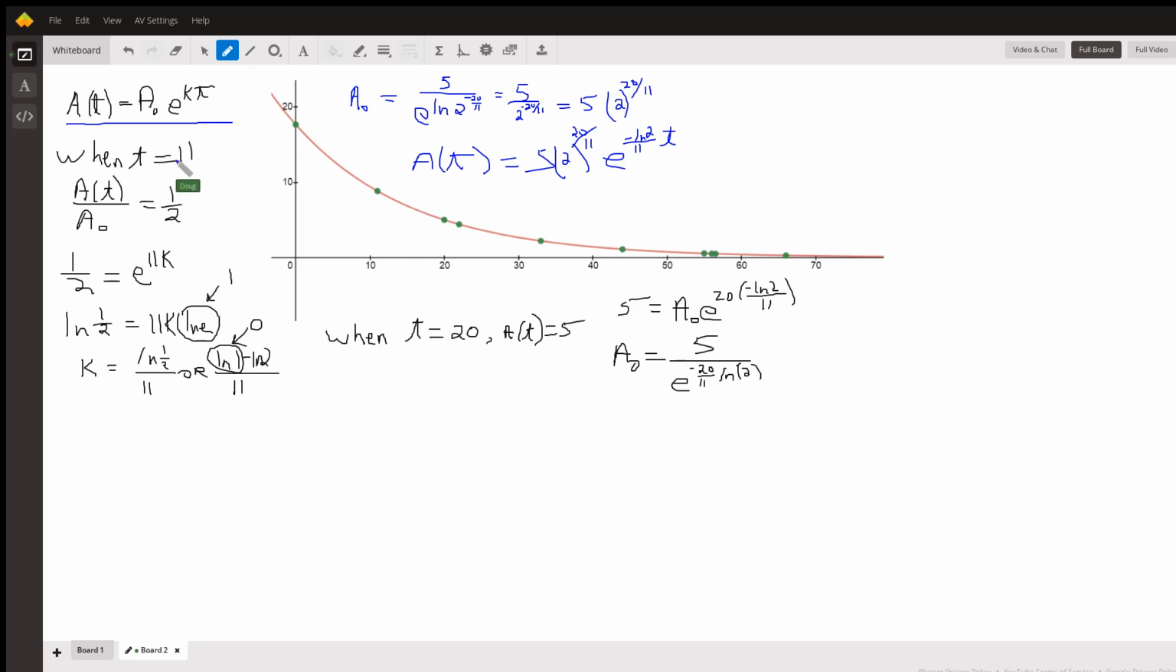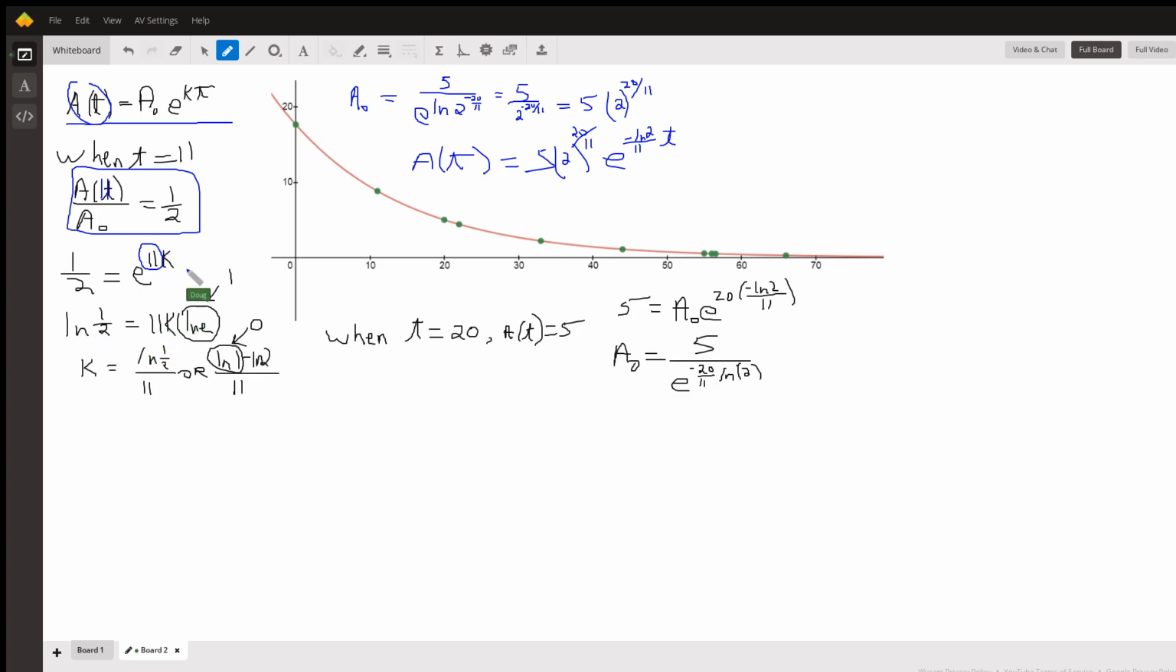We're told that when t is 11, that this amount is half of a sub 0. So if we divide both sides by a sub 0, a sub t divided by a sub 0, I could have put 11 here, is equal to 1/2. So we have 1/2 equals e to the 11k. That's the 11 years or 11 days right there. How do we solve this for k? We take the natural log of both sides.